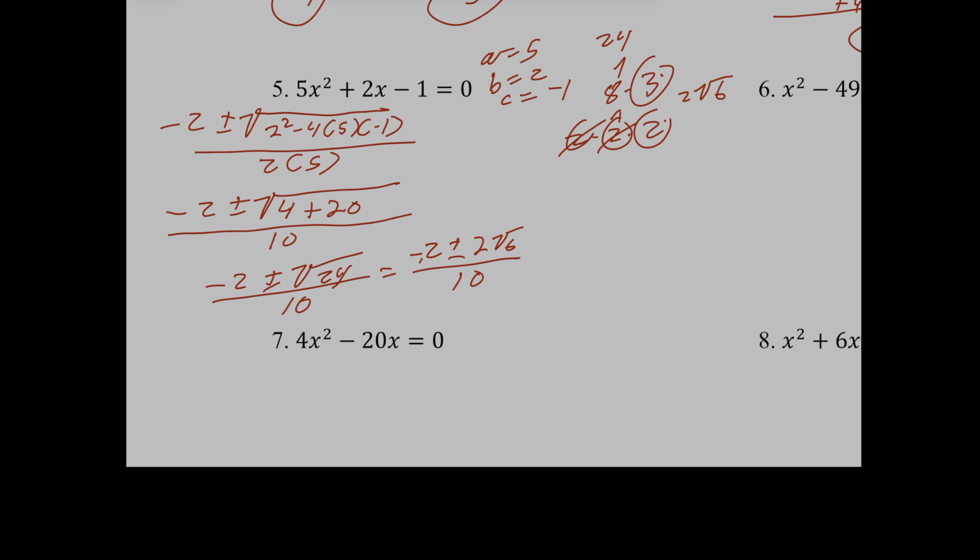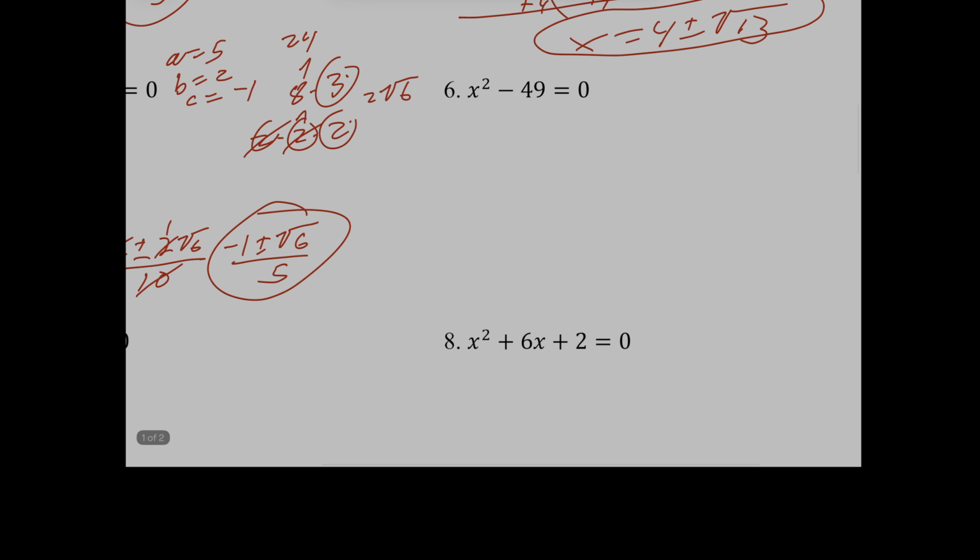And I'm going to reduce both these 2's, okay, to that. So my answer is -1 plus or minus root 6 over 5. Okay, let's go on to number 6.